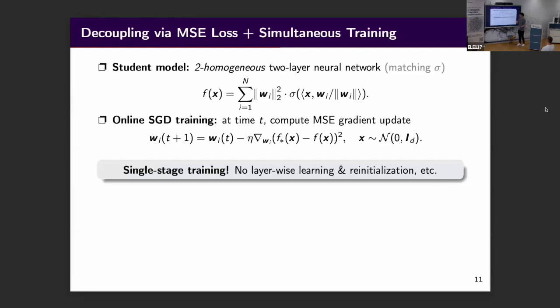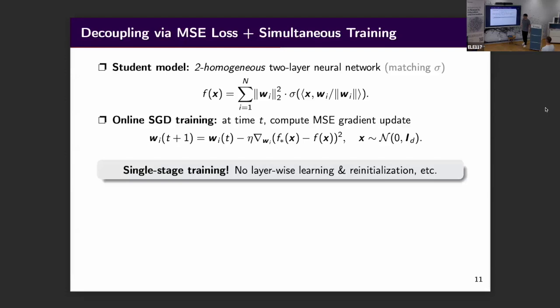So now we will not be training two layers simultaneously. Now we will just parameterize the second layer weights as the norm of the first layer. And we'll do gradient descent, a single stage gradient descent, on this two-homogeneous neural network.